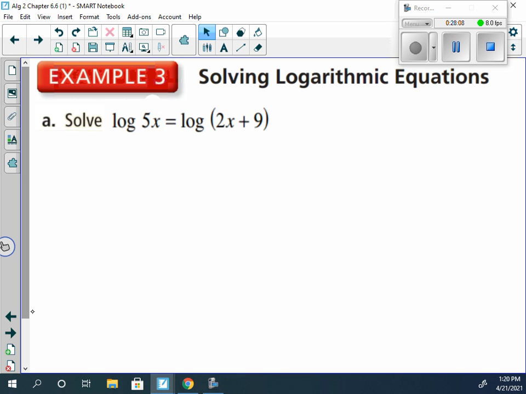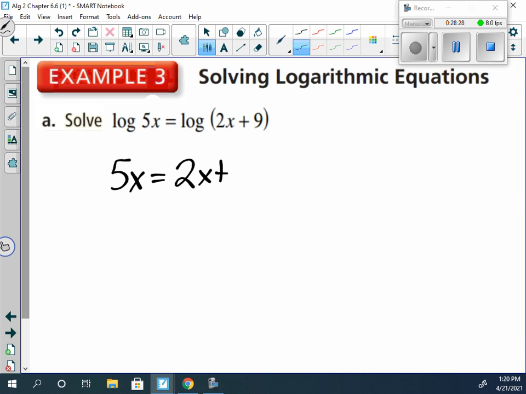I'm going to skip that one because I feel at this point, y'all get this. Essentially, this is not so much really solving logarithms as it is multi-step equations. Because with natural logs, or this logarithm, all we're really saying is that 5x is equal to 2x plus 9. Because the logarithms are the same, what's inside the logarithms has to be equal as well.